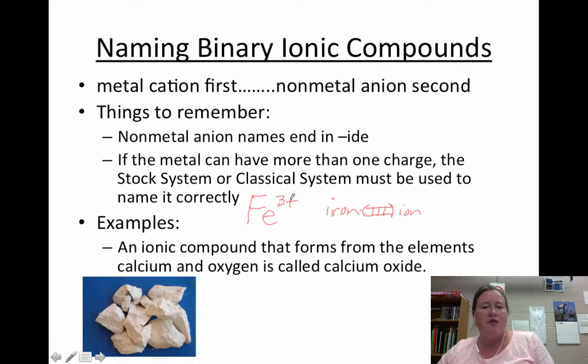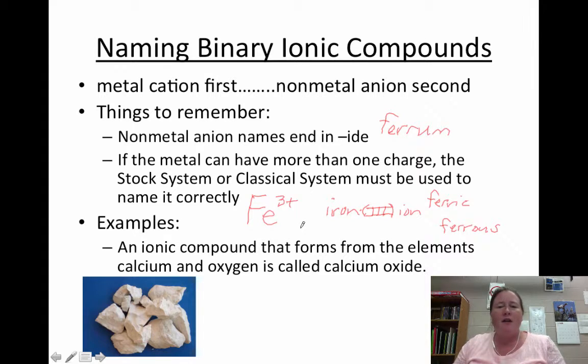The classical system uses the classic name of the element. Iron used to be called ferrum, and I'll spell that right up here, F-E-R-R-U-M. Sorry about the messiness here. And with that, if the charge is the higher charge, we would call it ferric ion. So this would be called ferric ion. And if it were iron with a +2 charge, it would be called ferrous ion. So with a +3 charge, ferric, and with a +2 charge, ferrous.